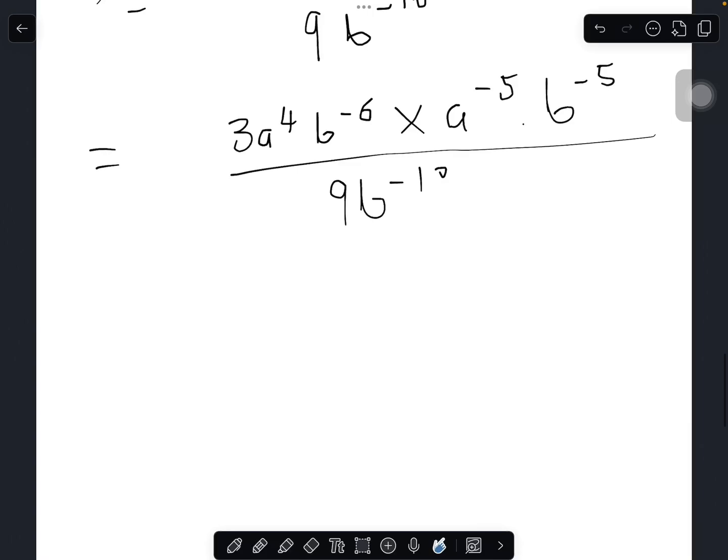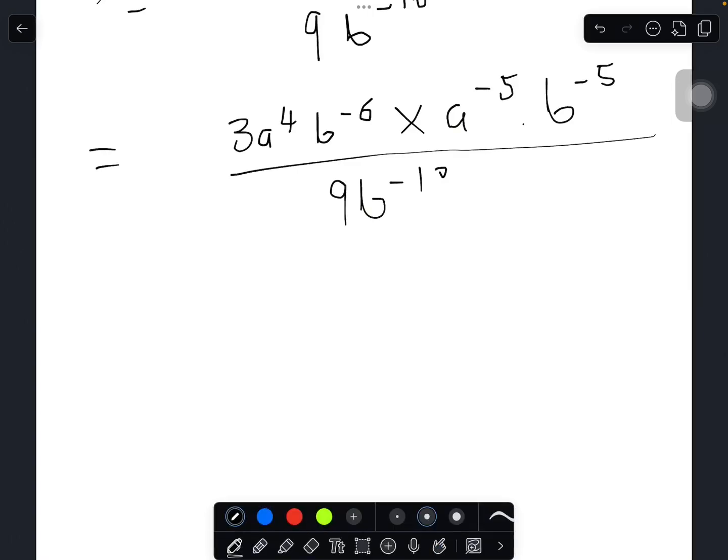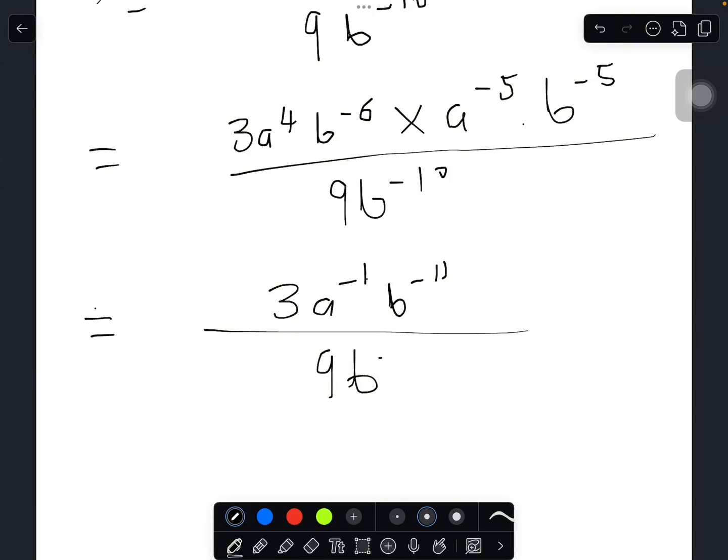Now things are looking a bit complicated here because we have a lot of negatives, but let's simplify this top section because we have like bases. And I'm going to have 4 minus 5, which is a to the minus 1. And I'm going to have b, minus 6 minus 5, which is going to be b to the negative 11 over 9b to the minus 10.